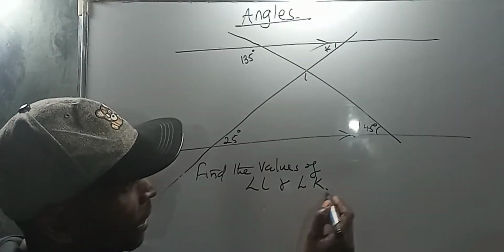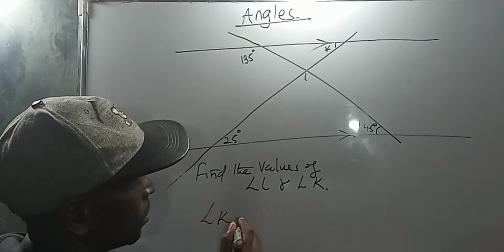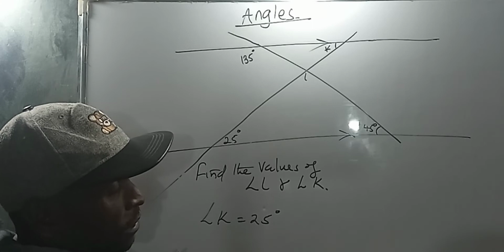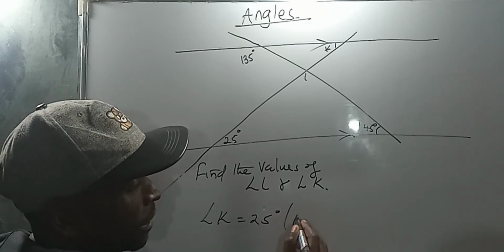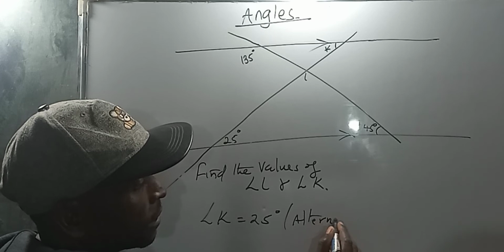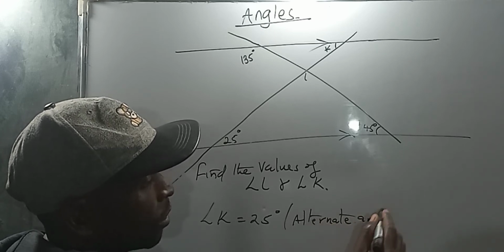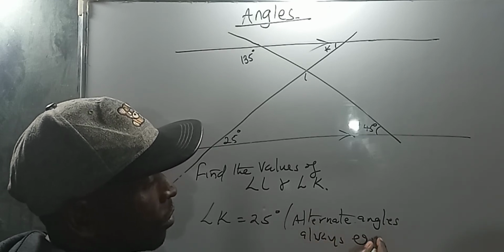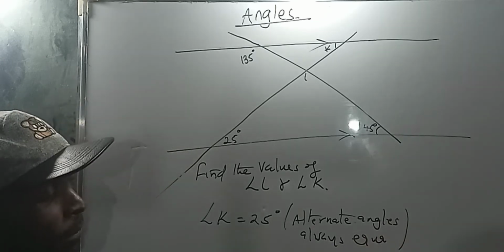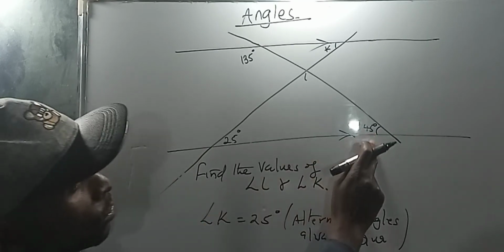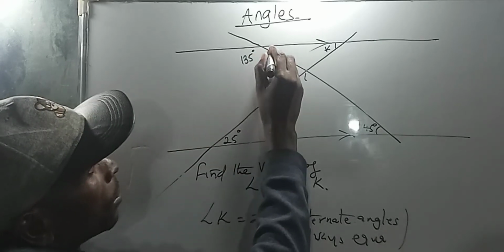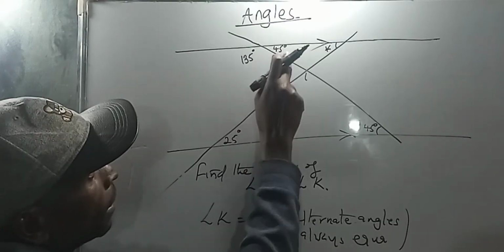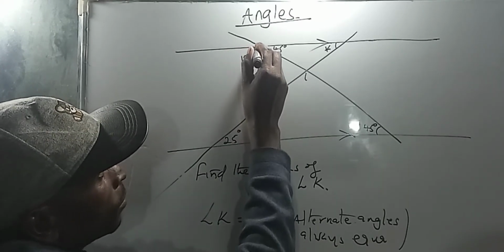So therefore, angle K will obviously be 25 degrees, because this will be alternate to that. The reason: alternate angles. And what do you know about alternate angles? Always equal. So this one also will alternate there. We'll also have 45. Remember, angles on a straight line add up to 180.